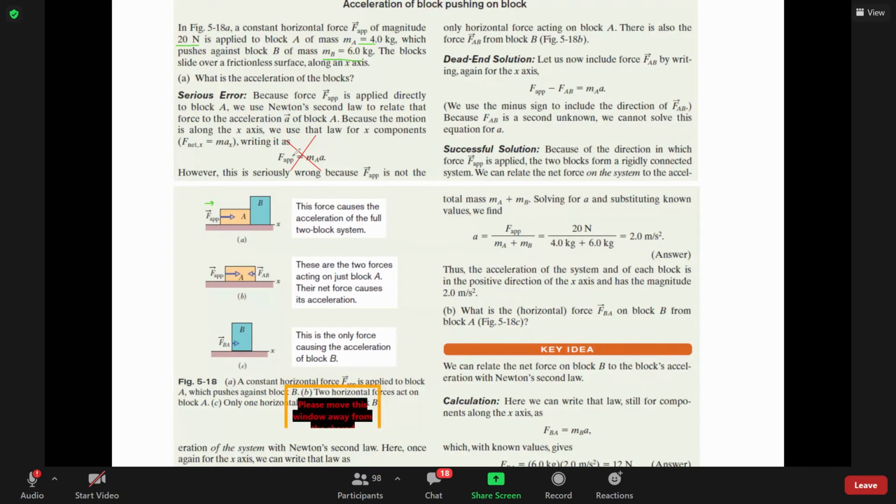We said the first step, so this step is wrong. We cannot say the acceleration only the mass of A. No, both of them in contact. Both of them move together. So this is a wrong step here. I put a cross on it because it's a wrong step.